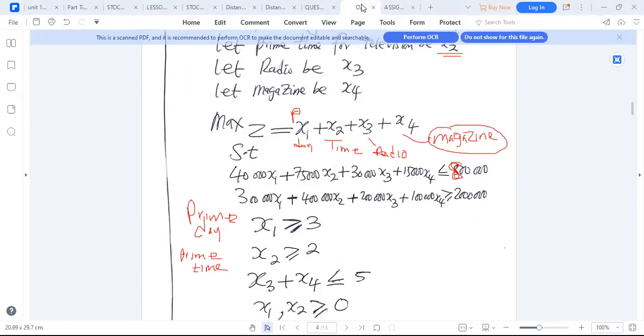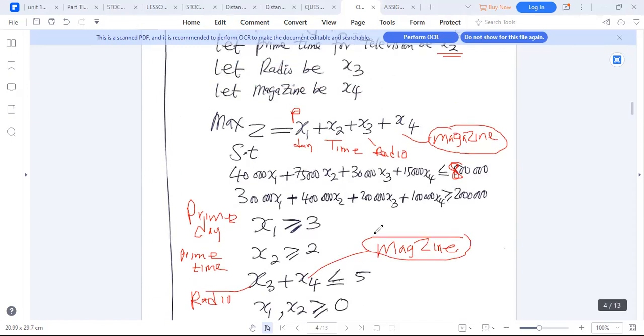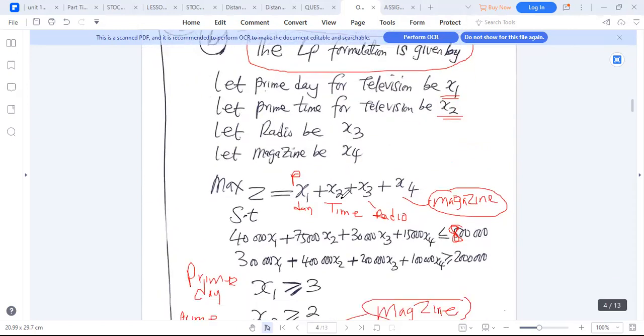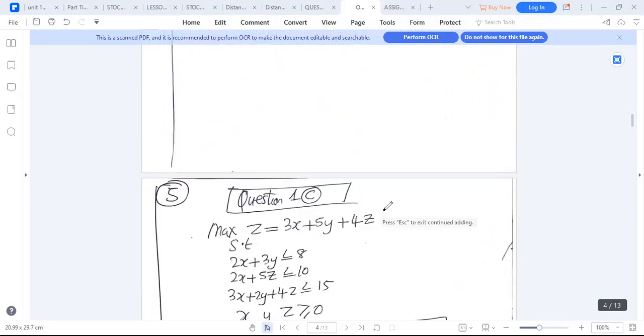So we are simply saying x3 for the radio, and the other one is for the magazine, should be between 5 and 10. This is how this formulation was obtained for question 1B. Now, question 1C has to do with solving using the simplex method. This is the method that is used when variables are more than 2.